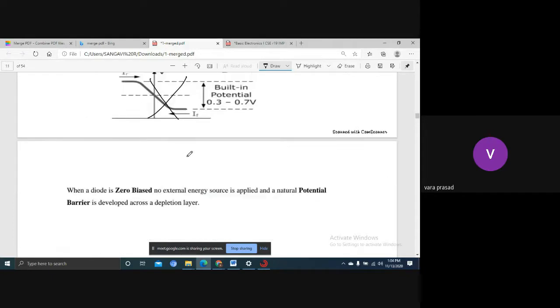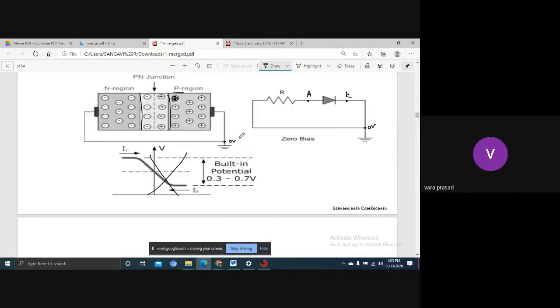When we apply zero bias, what's going to happen is that a depletion region develops. Zero bias means no external energy, no energy applied. That's why we call the region a depletion region. And we have a potential barrier there. This potential barrier is nothing but this 0 point. This is a barrier.